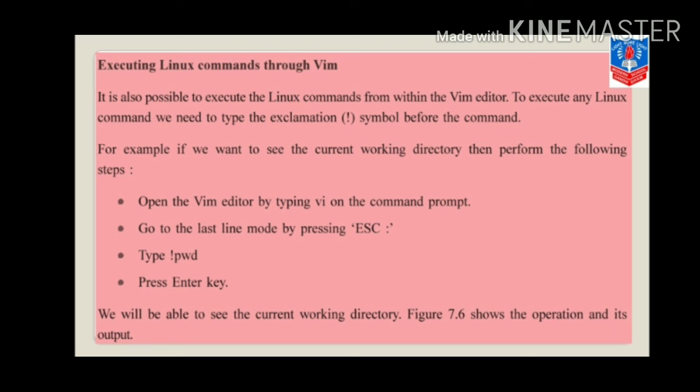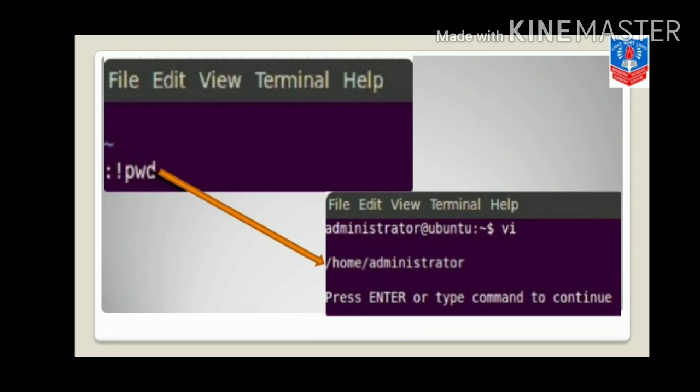Got it? This is a command जो कि टर्मिनल की कमांड है. अब हम उसे इस फाइल में ओपन करेंगे. Type exclamatory pwd. Press enter key. We will be able to see the current working directory. It will show us the operation and its output. Got it, students? You can see on screen the terminal screen is, or the VI screen is. First of all, in first box you can see we have given that $prompt VI, and at the last column exclamatory pwd, and here it is showing us we are in home directory administrator. Arrow shows us the output of pwd command.